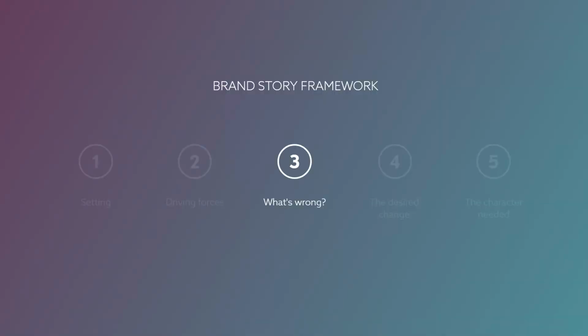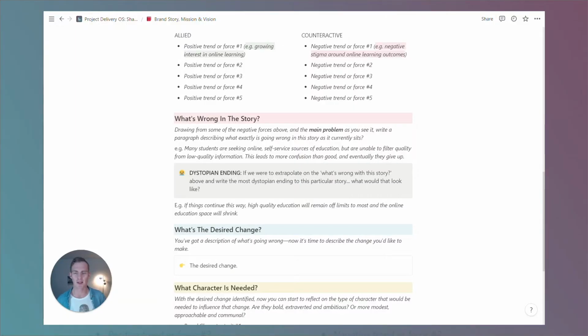And hopefully in the process of teasing out some of the counteractive forces, you'll start to have a few tropes or themes that are emerging, which are going to help us with this next section, which is about really identifying what's wrong, what's going wrong in the story. Why are we even thinking about starting a business in the first place?